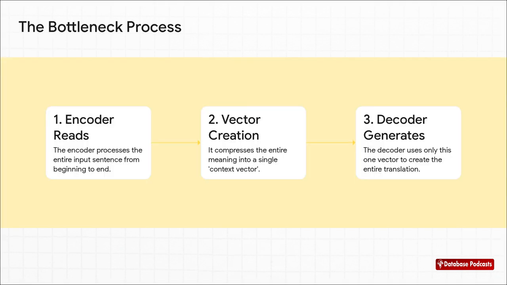So here's how that bottleneck happens. First, you have an encoder that reads the whole input sentence. Simple enough. But then, and this is the crazy part, it has to cram the meaning of everything it just read into one single fixed-size package of information. We call that a context vector. And finally, the decoder has to generate the entire translation using only that one little compressed summary. It has no way to look back at the original words.